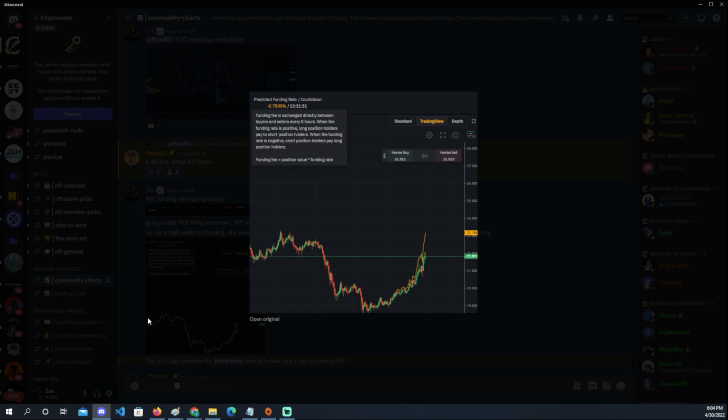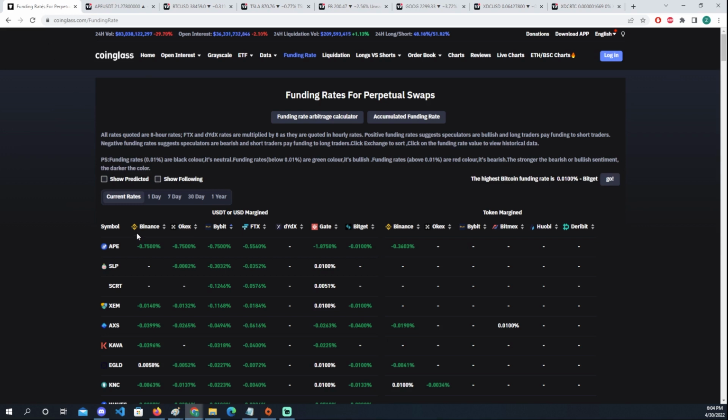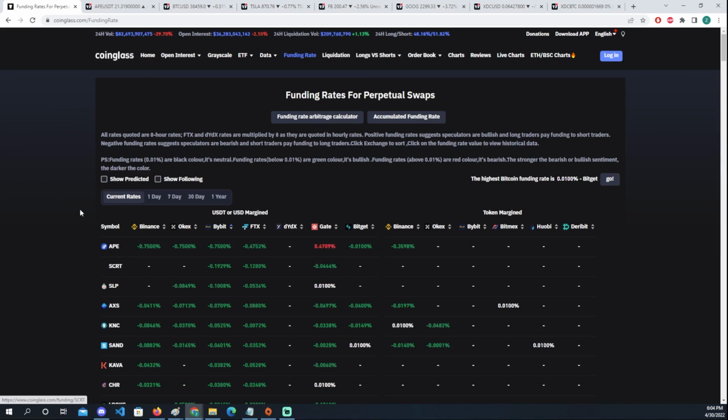And if you are interested and you want to know about these funding rates yourself, or you want to look at what the funding rates are per exchange or per token, you can use the website coinglass.com/funding rates, and you can just select and they'll show you the highest funding rates at the moment.